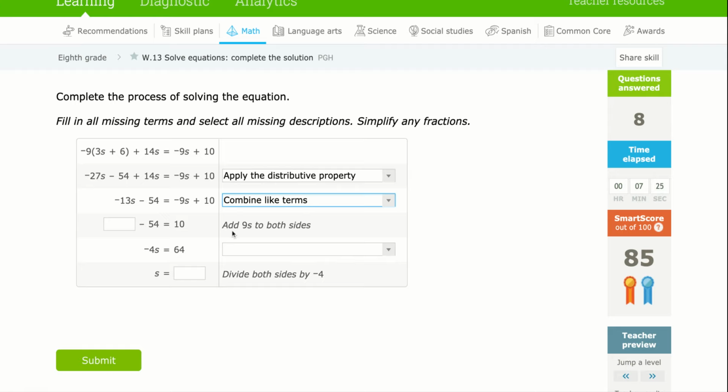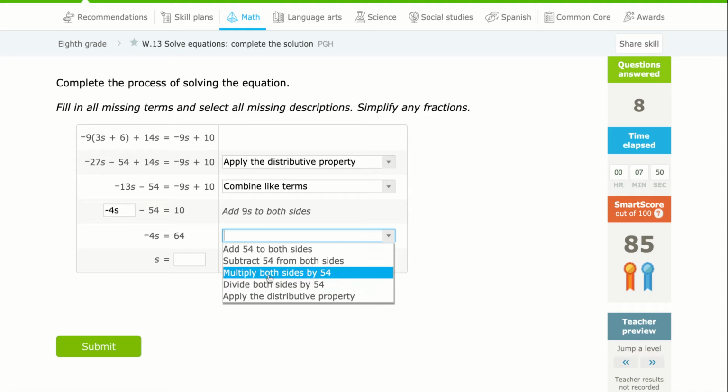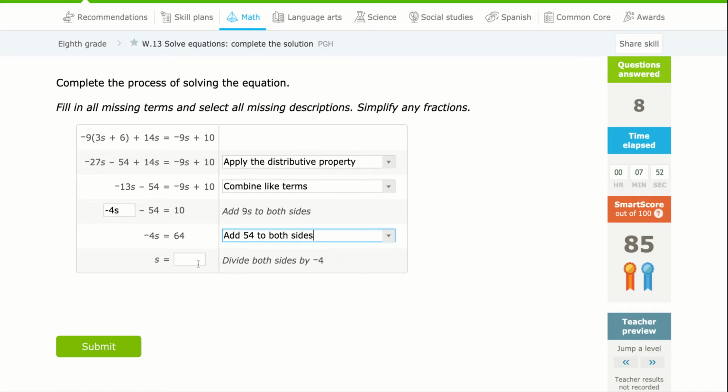Now it says that they're going to add 9s to both sides. That's going to remove the -9s on the right side, adding 9s to the -13 would leave you -4s. Be careful with your signs. Then, obviously, they removed the -54 from the left, bringing it to the right, so they added 54 to both sides. Then they divide by -4, and we get a -118. 64 divided by 4 is 18.